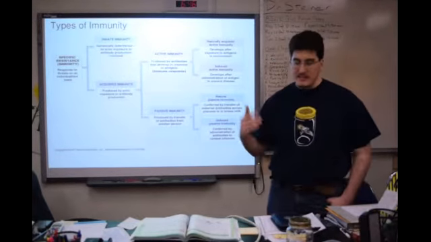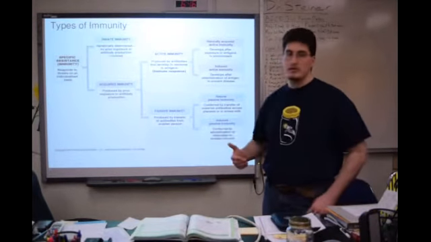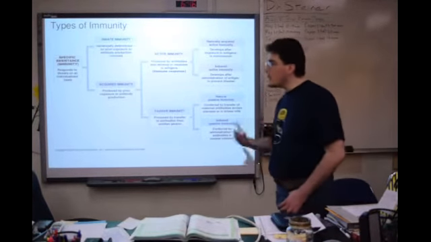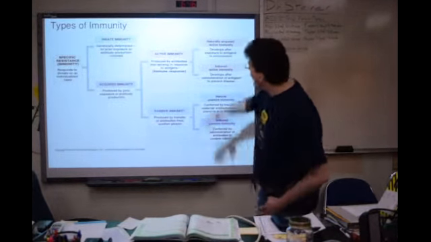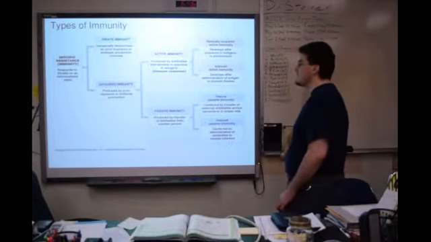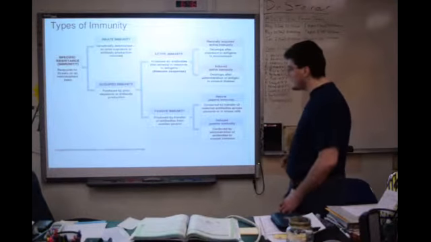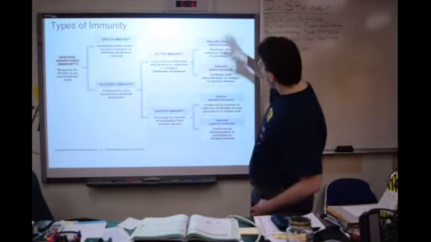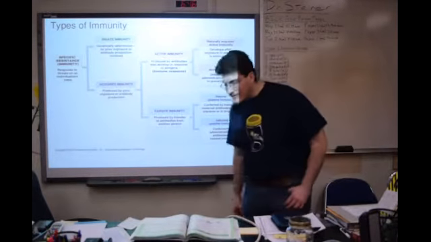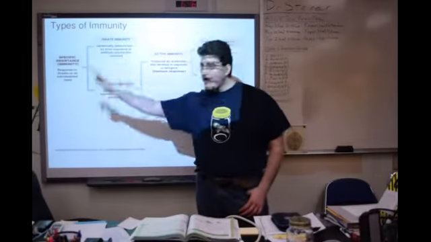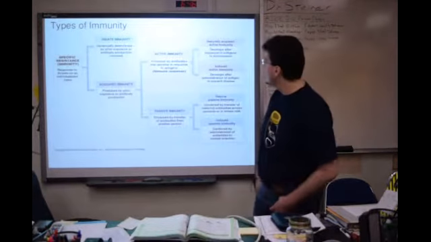We can also break this up into natural and artificial. Naturally acquired active immunity and artificially induced active immunity, and natural passive immunity and artificially induced passive immunity. Naturally acquired active immunity is when you get sick, you develop a primary response, and then your secondary response is much stronger and faster.